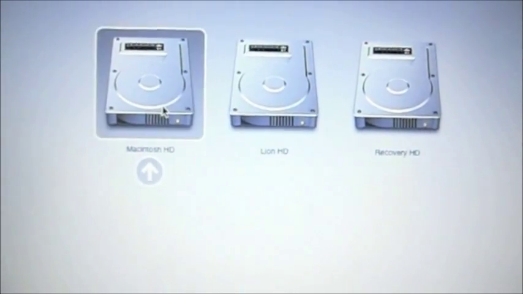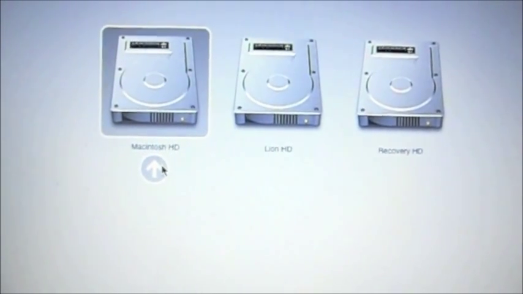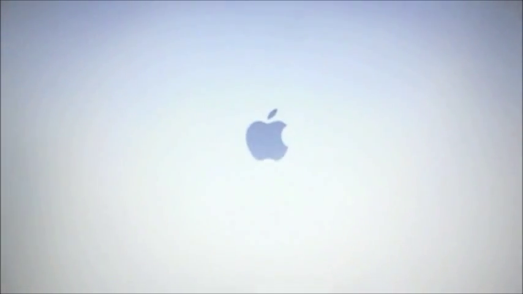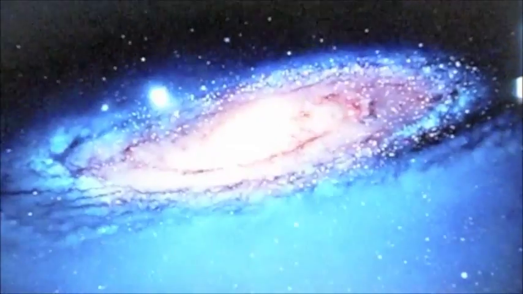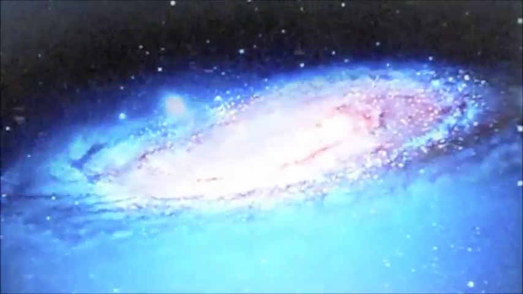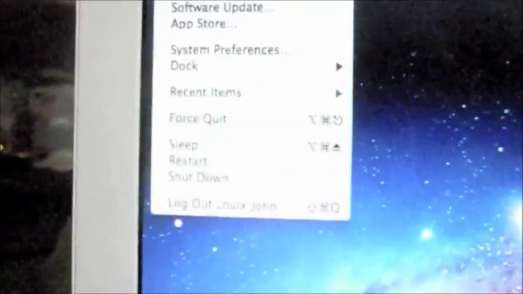To boot into Snow Leopard, simply move your mouse over to your Snow Leopard partition, click it, then click the circular arrow button that appears underneath it. In just a moment, you will see the Snow Leopard desktop, and clicking About This Mac will indeed show us that we are back in Snow Leopard.